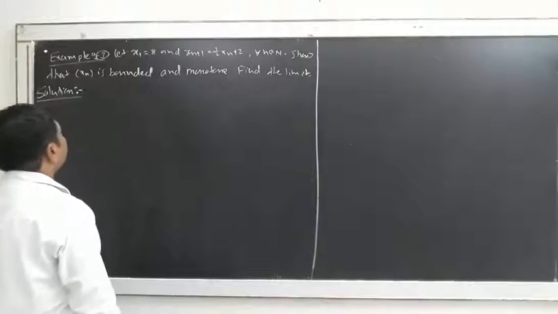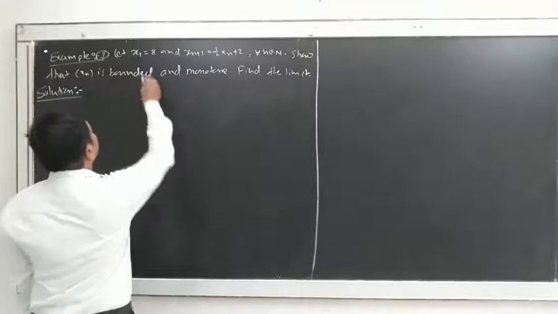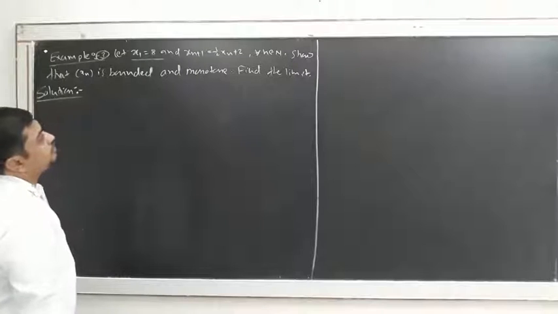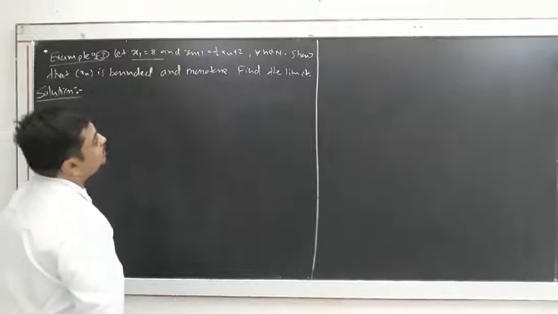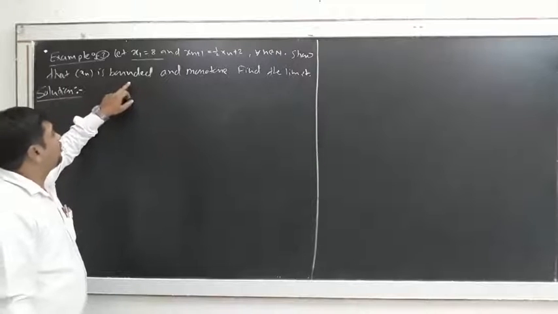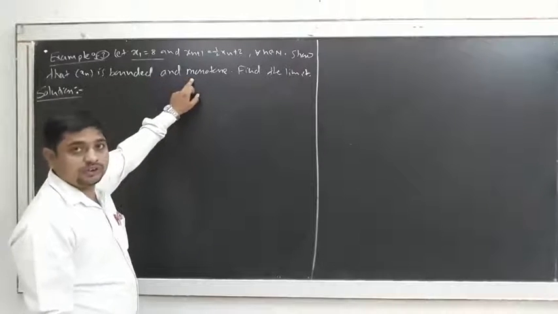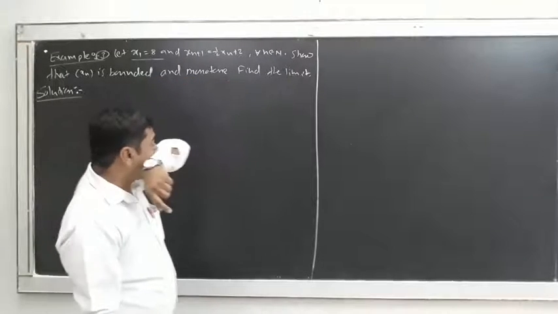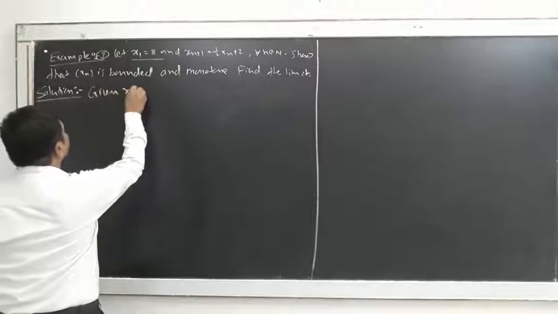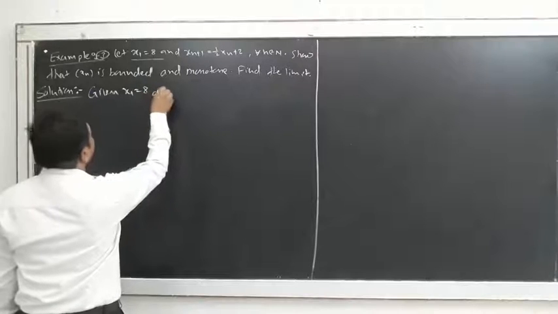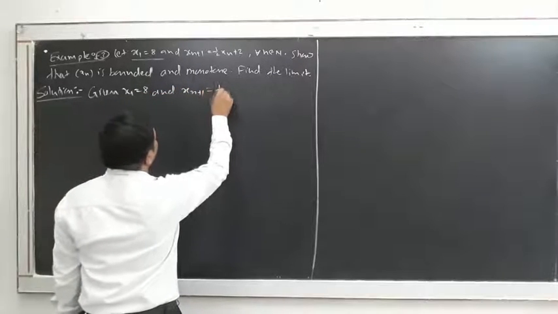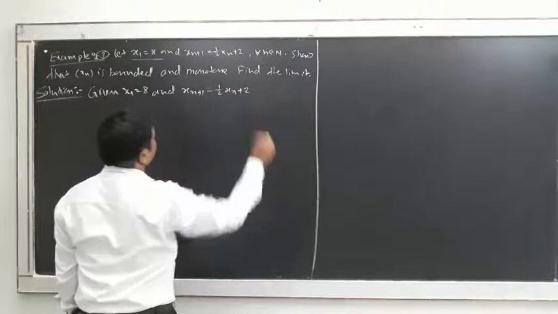Let x1 be given, x1 is equal to 8, and x(n+1) is equal to 1/2 xn + 2, for all n belonging to the natural numbers. Show that xn is bounded and monotone. Find the limit. So what is given? Given x1 is equal to 8, and x(n+1) is equal to 1/2 xn + 2.